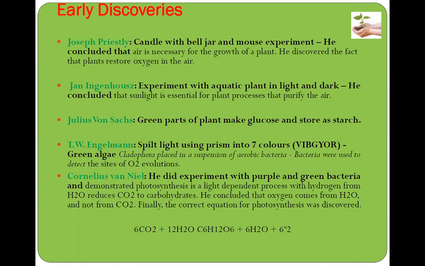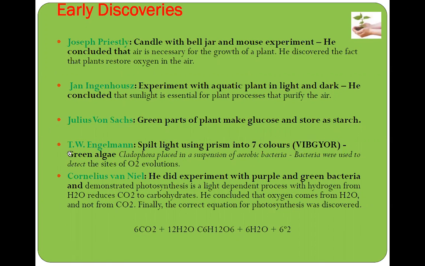It is going to convert the light energy into chemical energy, that is, it is going to produce glucose. And furthermore, this glucose is going to be converted into starch, and this is the form that is going to be stored inside the plant body, right? So Julius von Sachs was the one to understand the storage mechanism of plants, and that is in the form of starch.